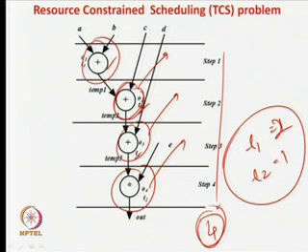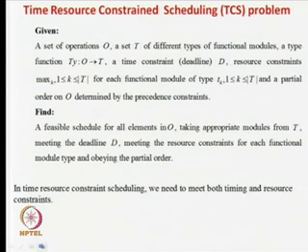Now if you say that I want to have a resource constraint of 1 and 1, and I want to get a schedule in 3 time steps, this is an infeasible requirement. So, you have to either increase your time steps or you have to increase your hardware requirement. So, that is the next definition, that is called time resource constraint schedule.